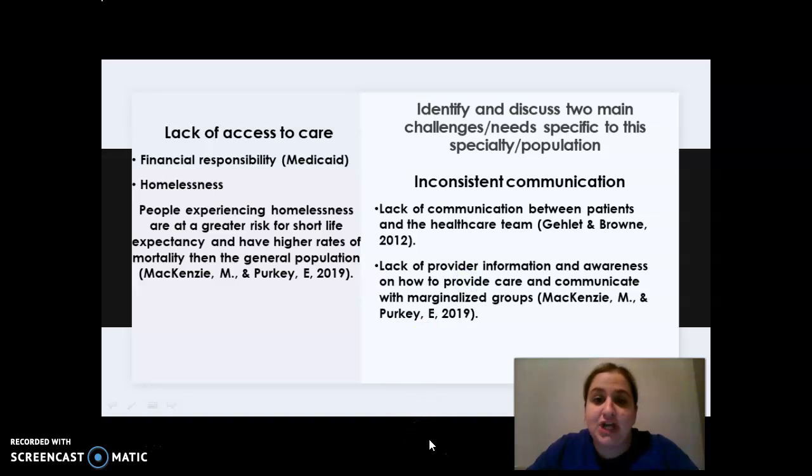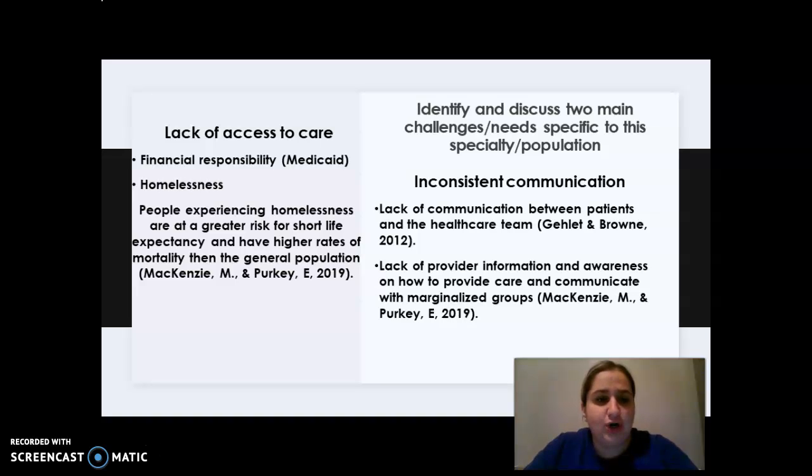Two main challenges that are specific to this population are lack of access to care and inconsistent communication. Lack of access to care really focuses on financial responsibility, working with individuals of low economic status. Financial responsibility is a big one when it comes to end-of-life care because unfortunately people aren't educated enough about the differences between Medicare and Medicaid. Some people aren't even aware about Medicare Part A and that's your hospital, and Medicare Part B is doctors, and they don't really understand Medicaid as well. Unfortunately, some people who have low economic status don't have Medicaid.